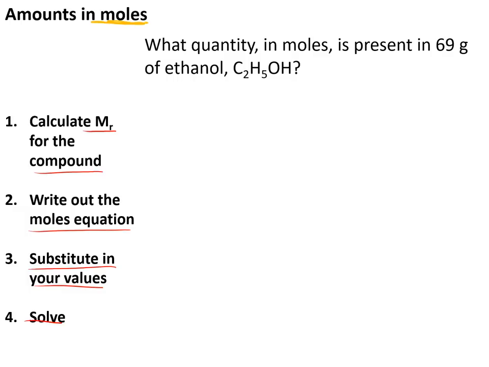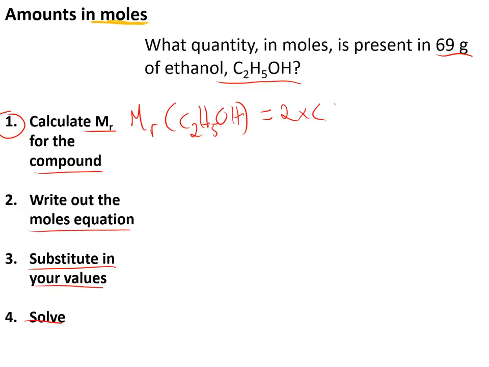So in this question, what quantity in moles is present in 69 grams of ethanol, which is C2H5OH? It says start off by calculating MR for the compound. So we're going to do MR of ethanol, C2H5OH, equals 2 times carbon, plus 6 times hydrogen, because look, we've got 5 there, but also that one there. So 6 times hydrogen, plus 1 times oxygen, because this is just 1 oxygen.